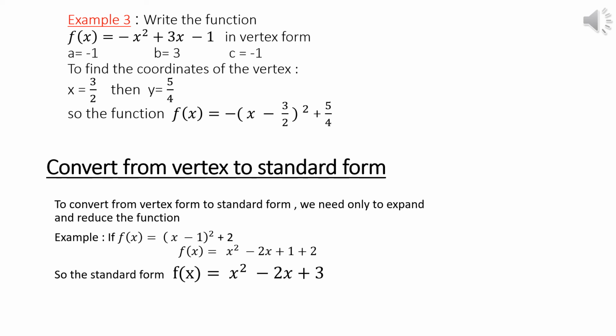Finally, to convert from vertex form to standard form, we need only to expand and reduce the function. Example, if f of x is equal to x minus 1 squared plus 2, use the remarkable identity rule in the form of a minus b squared to expand this function, and we get finally the standard form f of x equals x squared minus 2x plus 3.